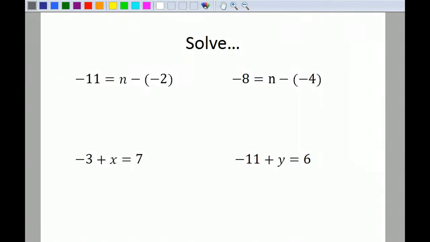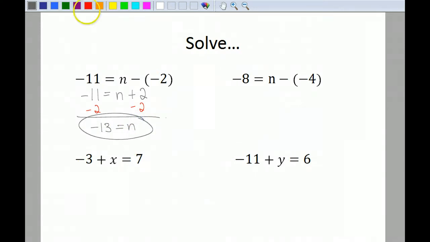Okay, now let's look at a couple more. Now I have negative 11 is equal to n minus negative 2. Remember, it's just like English class. You cannot have a double negative in English. You cannot have a double negative in math. So now I have negative 11 is equal to n plus 2. I still want to get my variable by itself. I'm going to subtract 2 from both sides. Now a negative 11 combined with a negative 2, signs are the same, add and keep the sign. So now I have negative 13 is equal to n.